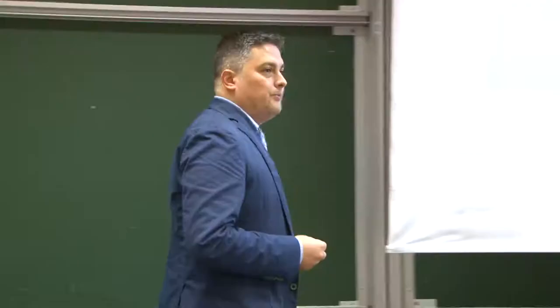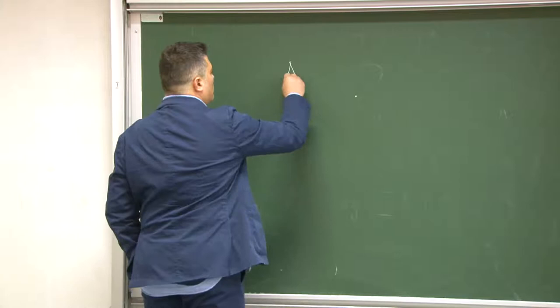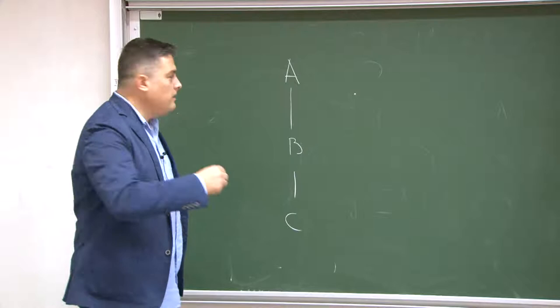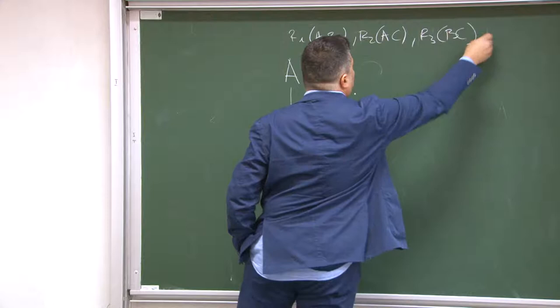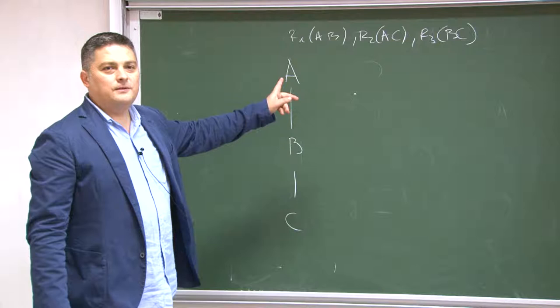In case of the triangle query, we have A, B, and C as the variable order. Let's say, the triangle query, I will remind you, is R1 on A, B, R2 is A, C, and R3 is B, C. Okay? Can you actually see this, guys? Good.